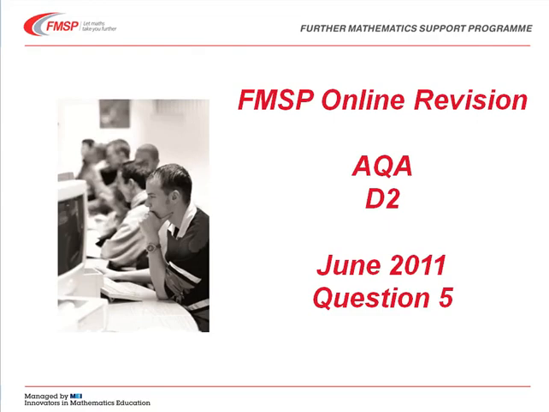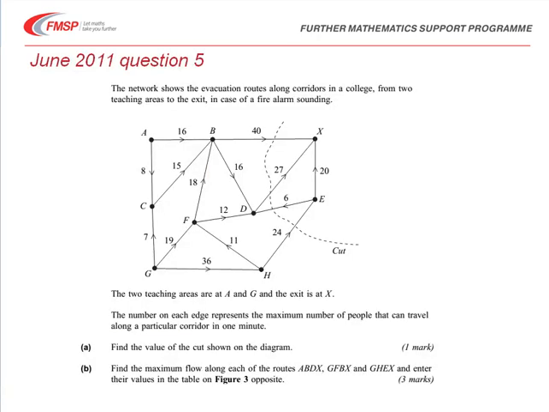In this video I'm looking at the AQA D2 specification, and it's question 5 from the June 2011 paper. The question starts off by telling us that we've got a network which is showing evacuation routes along corridors in a college from two areas in case of a fire alarm sounding. So the two rooms are A and G, and the exit is at X. A and G are on the left hand side of the diagram, X at the top right hand corner.